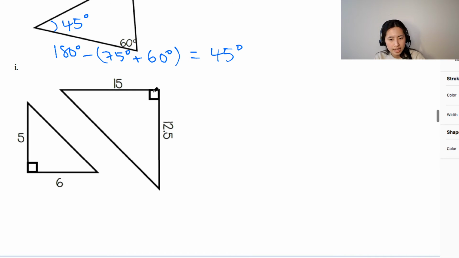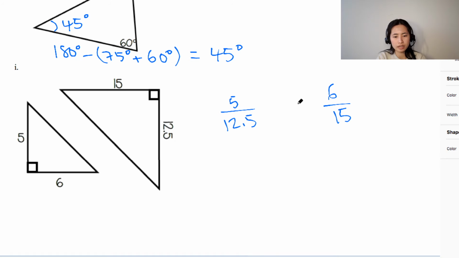Okay, so now we see that we have a 90-degree angle here and a 90-degree angle here. So that means we're comparing the 12.5 with 5, and 6 with 15. Does that make sense? Because if you rotate this counterclockwise, going this way, you're going to see that this is going to be 5 divided by 12.5. I'm comparing the smaller triangle to the larger triangle, and I'm taking 6 over 15. And let's see what we're getting.